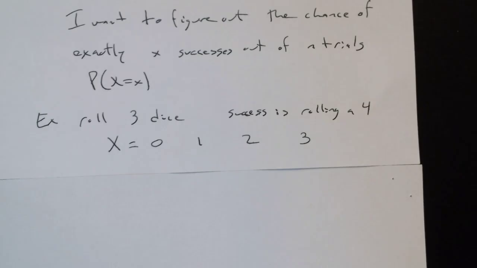Say again? 3. It is 3, but how do I get that formula? What's the formula for getting that 3? It is 3, because I can pick these 2, or these 2, or these 2. How do I get that formula?